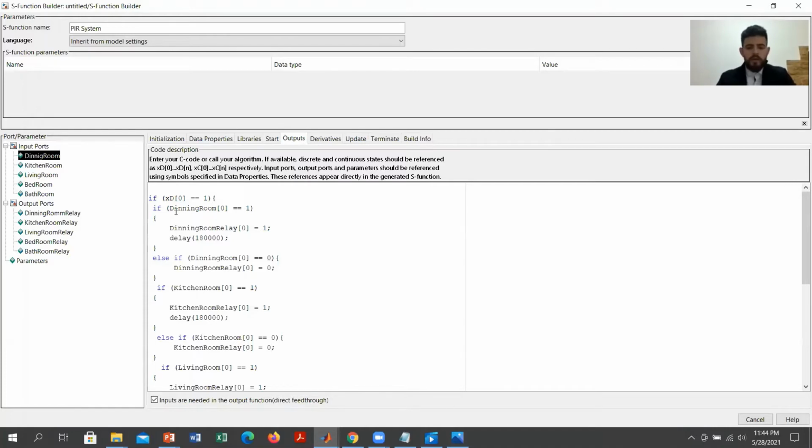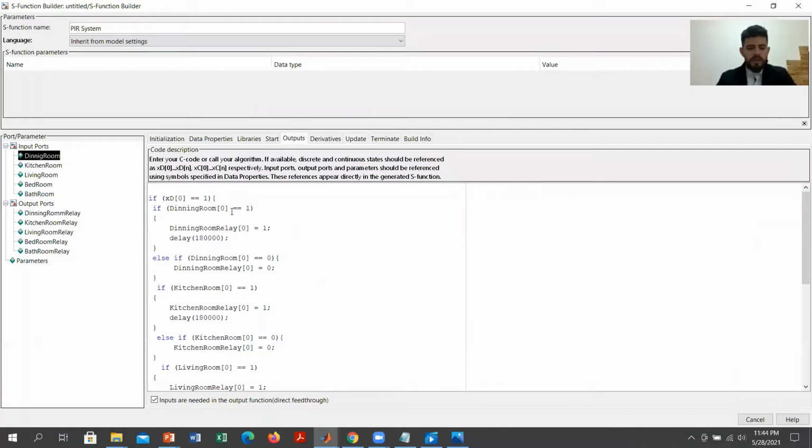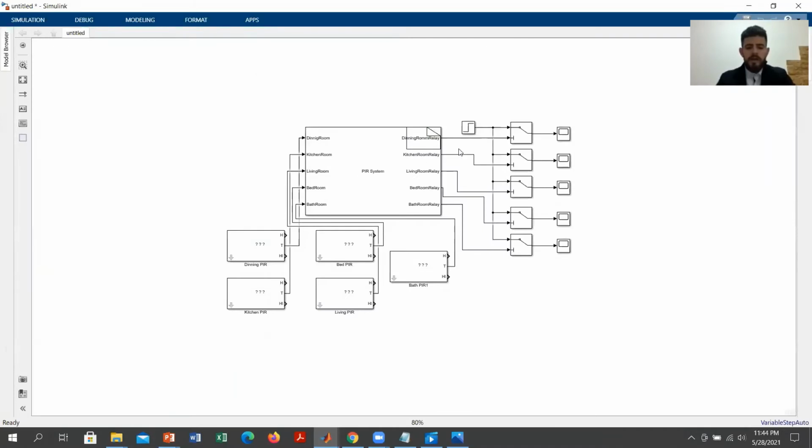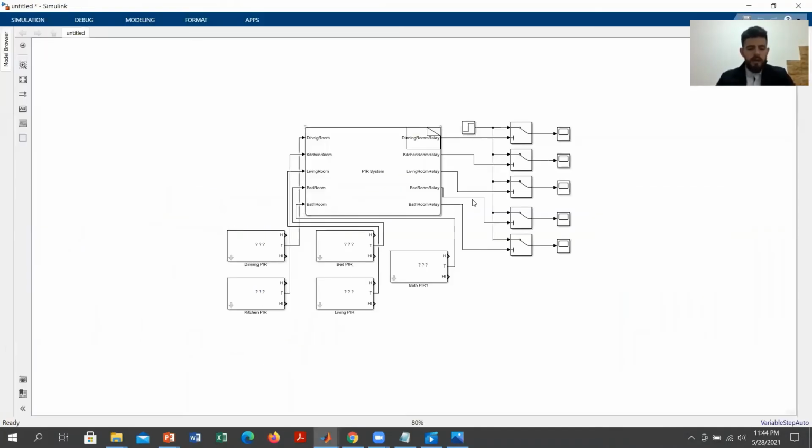We will read the value of each PIR sensor in each room. If it is equal to 1, for example, in the dining room, if motion is detected, the value of the PIR will be equal to 1. So the dining relay pin will be high, and this relay will be activated, making a closed circuit between the lamp and the output voltage after a delay of 3 minutes. If the value is equal to 0, the dining relay pin will be low and the relay will be deactivated, thus the lamp will turn off.